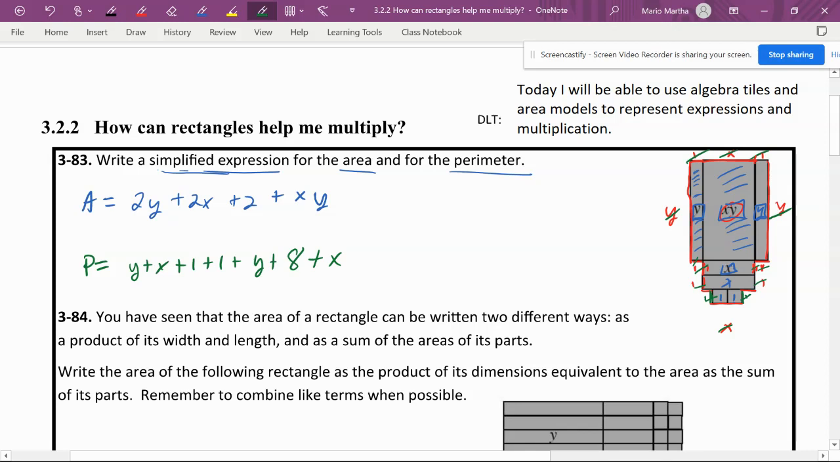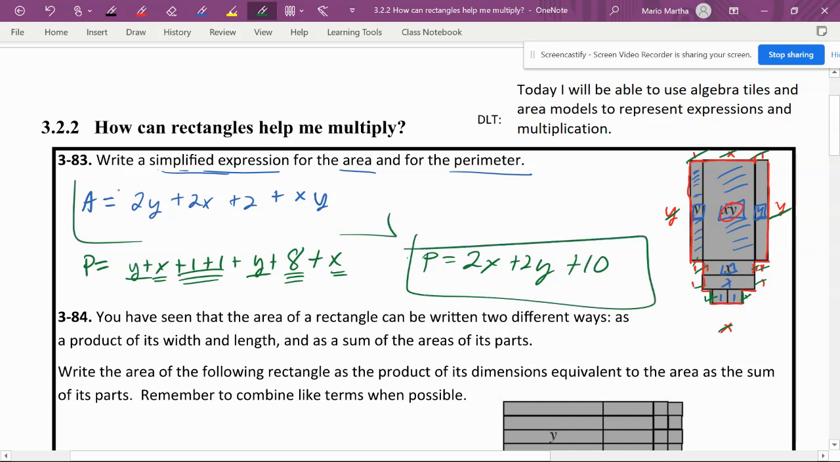And if we put all those together and combine the like terms, and then we have these as well, the perimeter would be equal to 2X plus 2Y plus 10. And that's pretty much our area and our perimeter.